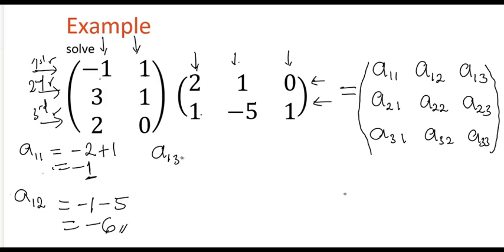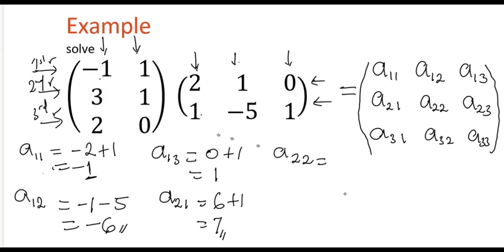So the first row, third column, minus 1 times 0, 0. 1 times 1 plus 1 give us 1. The second row, first column. 3 times 2, 6. 1 times 1 plus 1, we have 7. Then we have the second row, second column. 3 times 1, you have 3.